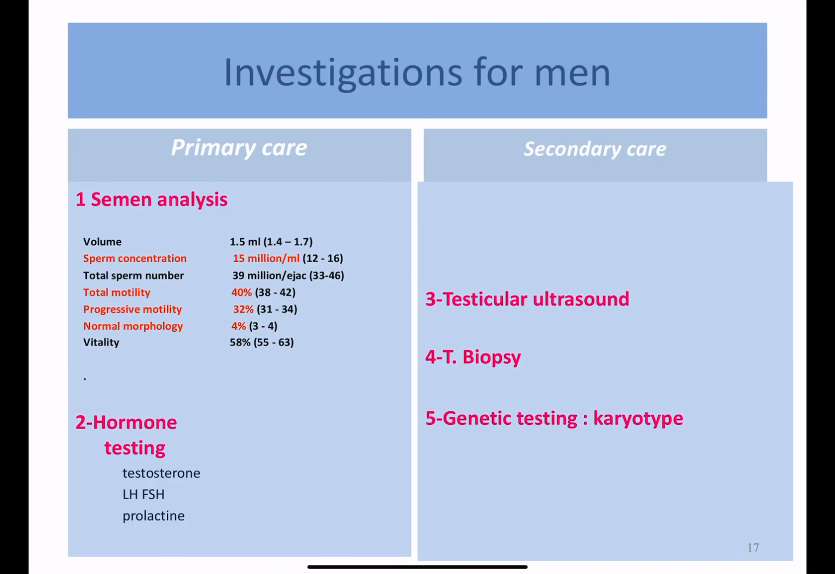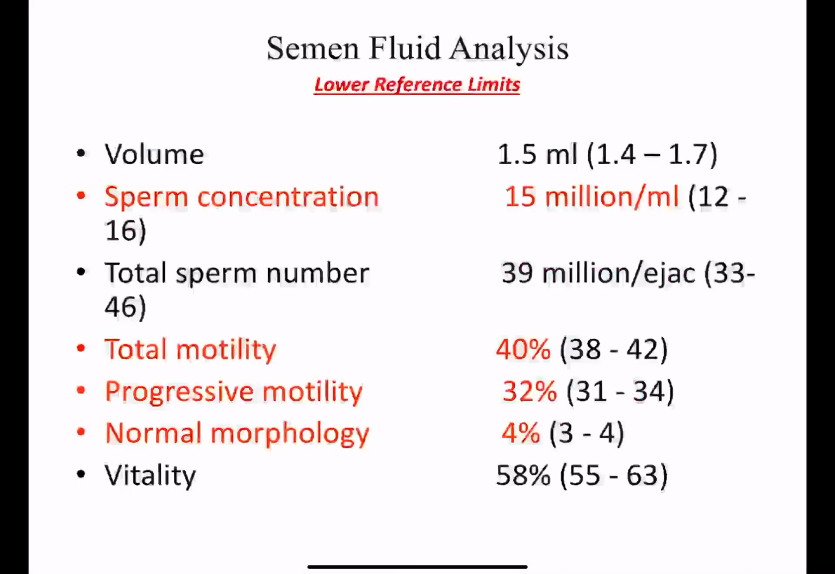Now, what important investigations do we do for infertile men? The basic and initial investigation is semen analysis, and subsequently we may need to do hormone testing, testicular ultrasound, testicular biopsy, and genetic study. So all these depend on the patient, but the initial step is semen analysis.